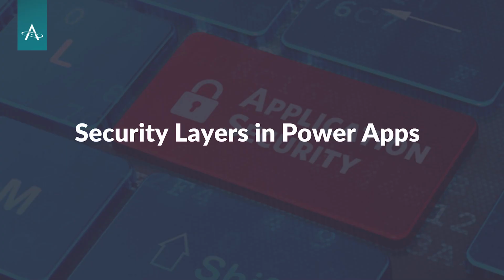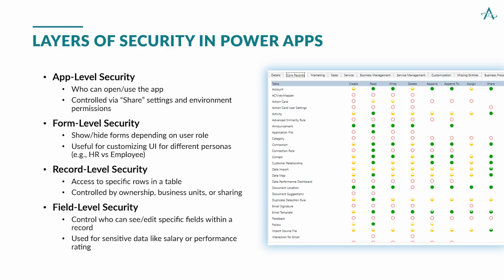Next, let's talk about the different layers of security you can apply. Power Apps security isn't just one setting you flip on, it's layered. And that's a good thing. These layers let you define access from a broad level all the way down to the smallest detail. Here's a quick breakdown. App level security controls who can even launch the app. Think of it as the front door.